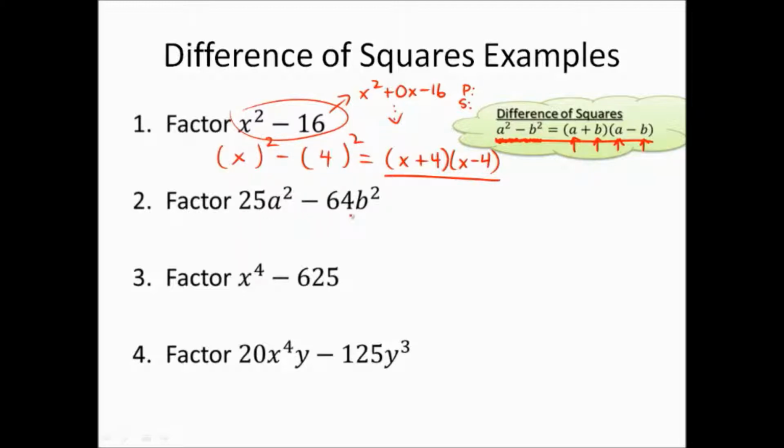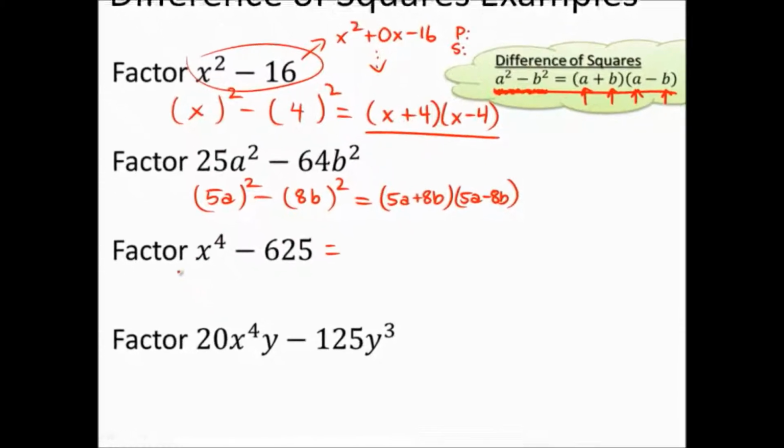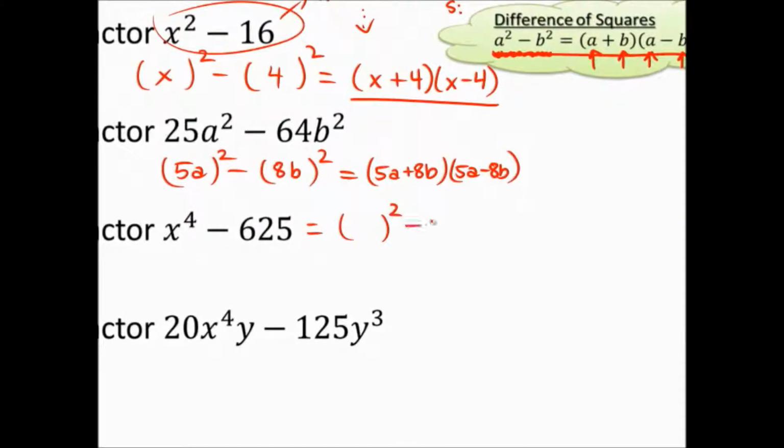So here we got some bigger numbers. So all we need to do is notice we have two terms. They're both perfect squares. This one's 5a all squared and this one is 8b all squared. That leaves us with a difference of squares. 5a plus 8b, 5a minus 8b. You can also continue with things like x to the power 4. What squared minus what squared is this? And if you're not sure if something's a perfect square, you can always use the square root button to find out.